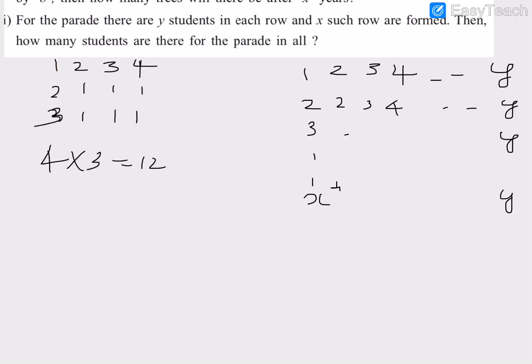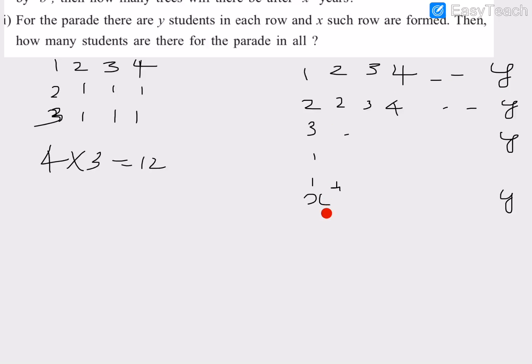4 into 3 is 12. So we can count 1, 2, 3, 4, 5, 6, 7, 8, 9, 10, 11, 12. So 12 students are there, where 4 students are in each row and 3 such rows are there. So how did we find it? We multiplied the number of rows into the number of students in each row, that is 4 into 3, and we get the total number of students.